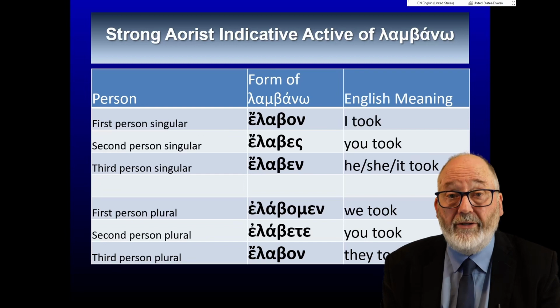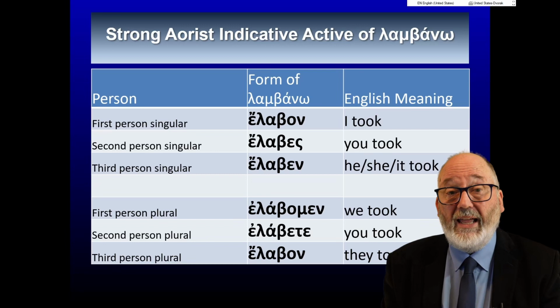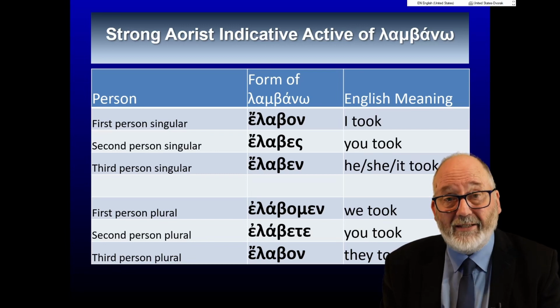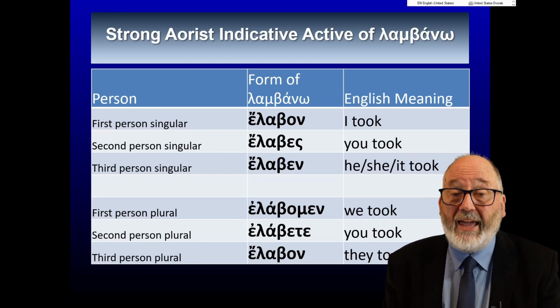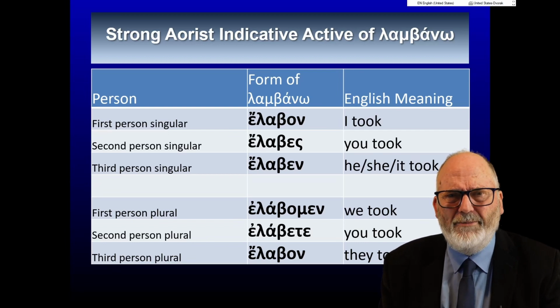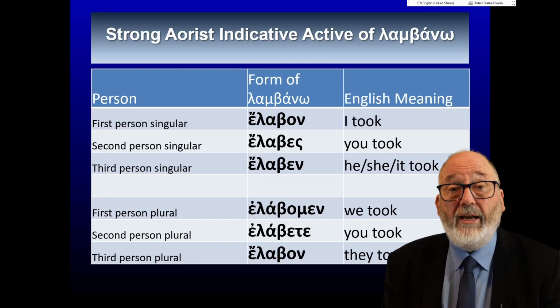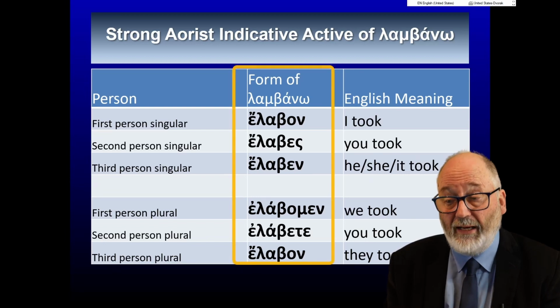Now here is the paradigm of the strong aorist. You will notice that I've used elabon as the pattern word. Now you can do it by using a form of luo, which is eluon, but let me say no more than if you do so, it adds an extra level of complexity. So let's just go straight to a strong aorist, elabon, and learn how the pattern goes from elabon. It goes elabon, elabes, elabe, elabomen, elabete, elabon.